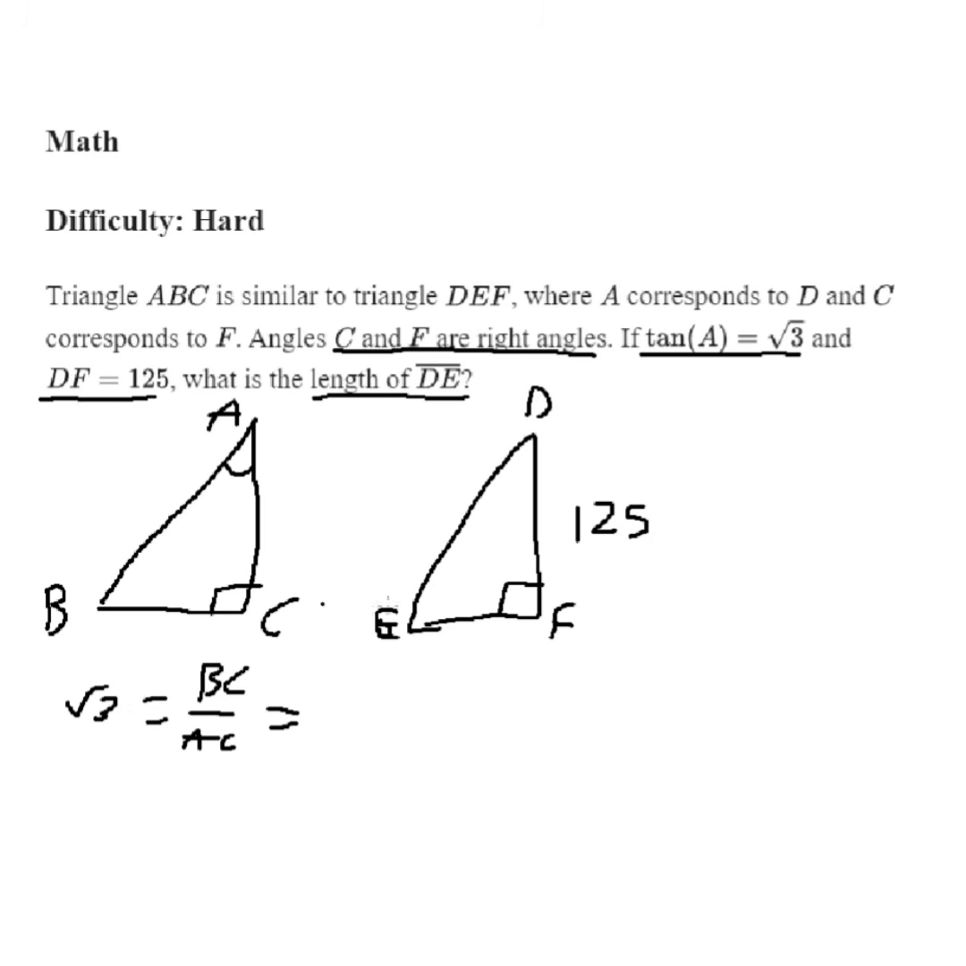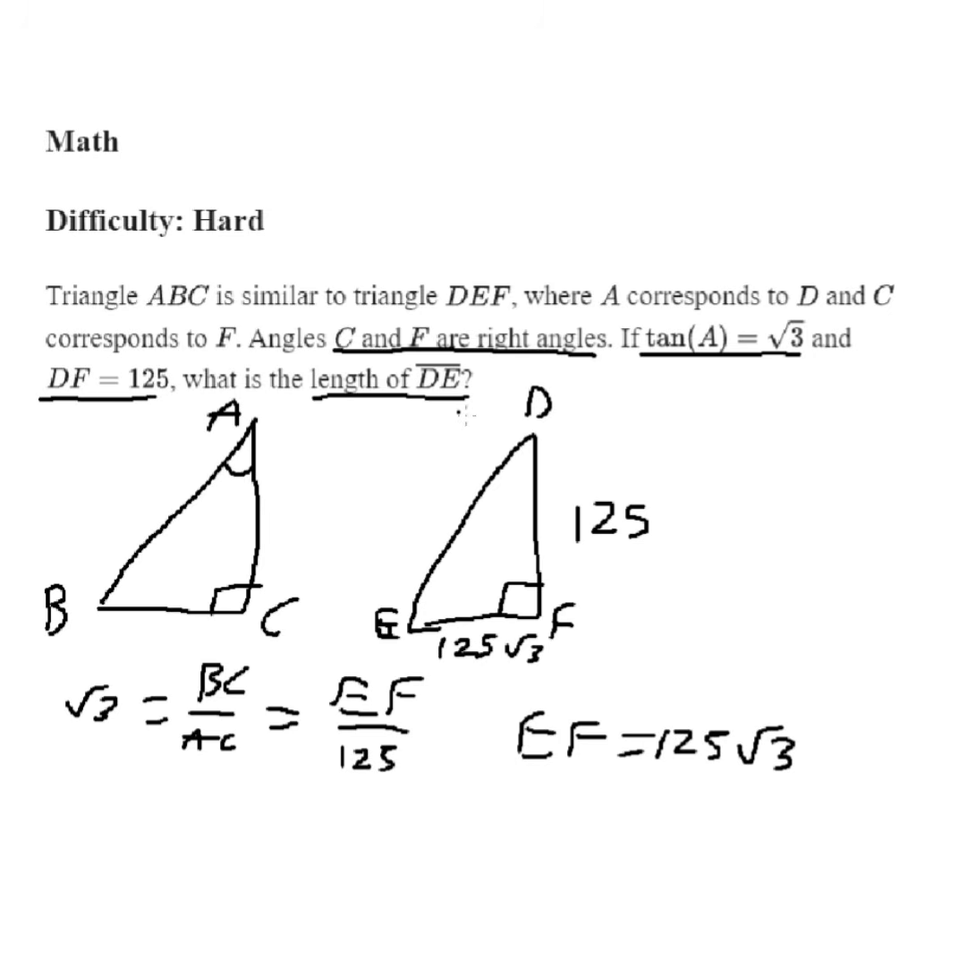So BC corresponding with EF is going to have EF as the numerator, and then the denominator AC corresponds with DF, but since we know it's 125, we can just substitute that, right? So now we have EF over 125 equals square root 3, right? If we multiply both sides by 125, we're going to have EF equals 125 square root 3. Right? So we can just write that in right there, 125 square root 3.